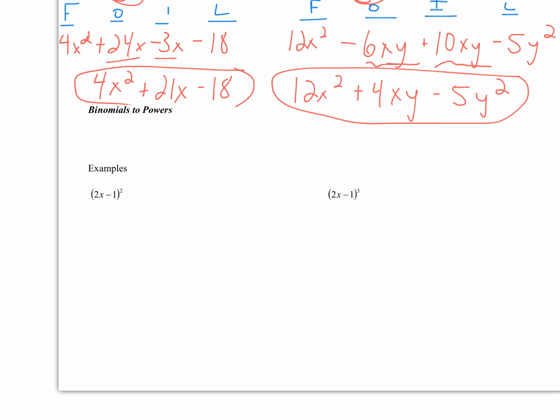And the last thing I want to talk about in section 2 is binomials raised to powers. So something raised to a power. Whenever we see a binomial raised to a power, we want to expand the binomial first. Expand the binomial first. Then we can distribute. So we have to expand the binomial first.